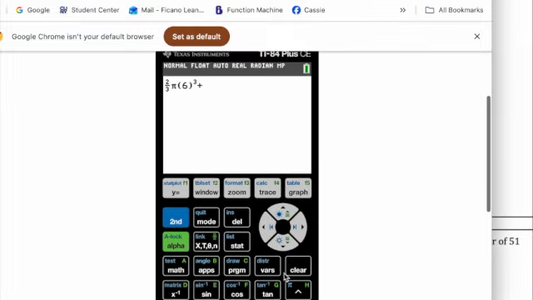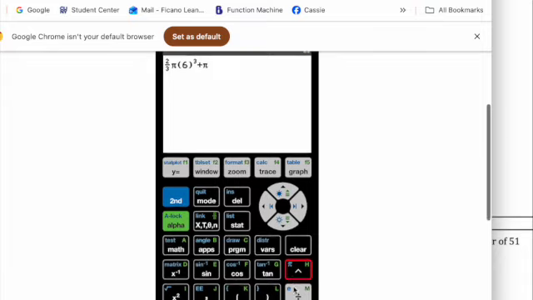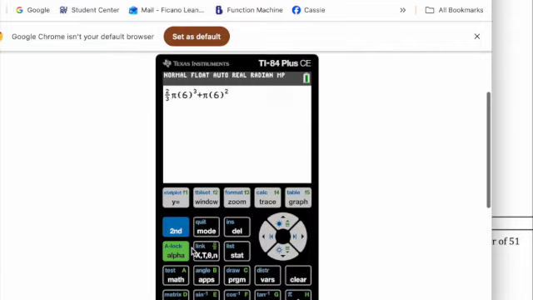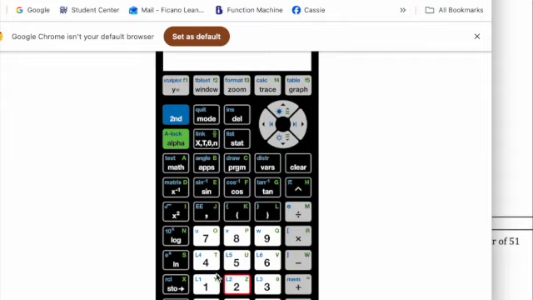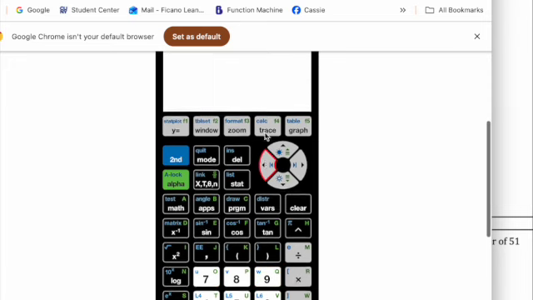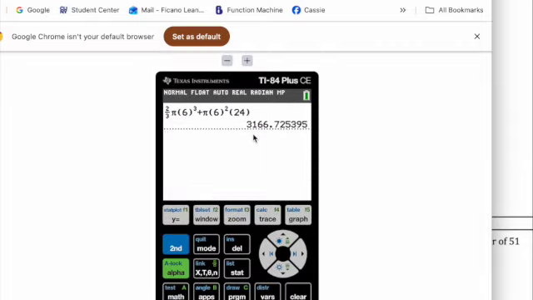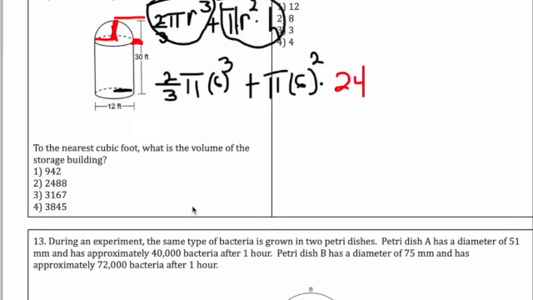Okay. Now let me get out of this and add. And we have pi times 6 squared times 24. And our answer is 3,166.7. And we want it to the nearest cubic foot, which is 3,167. And then this is to the nearest foot.